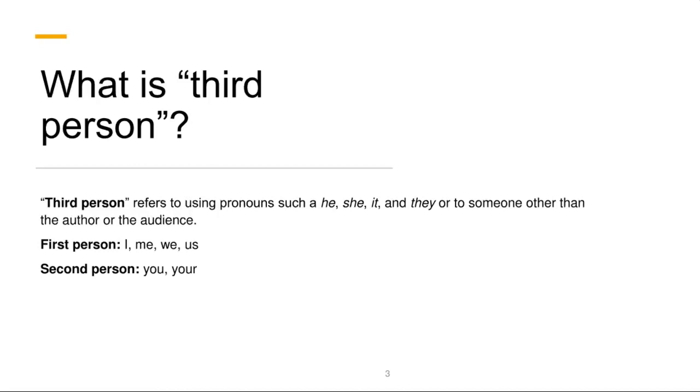First person pronouns are I, me, we, and us, and that's when the writer is referring to him or herself, and they're calling attention to themselves when they do that. Second person is using you and your pronouns. There's nothing inherently wrong with using first and second person pronouns, but there are reasons why third person is preferred in academic writing, and I will cover that in the next slide.